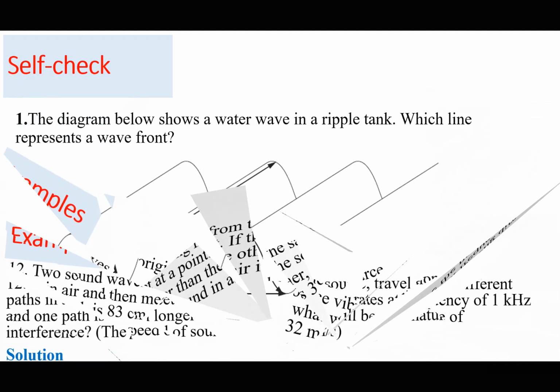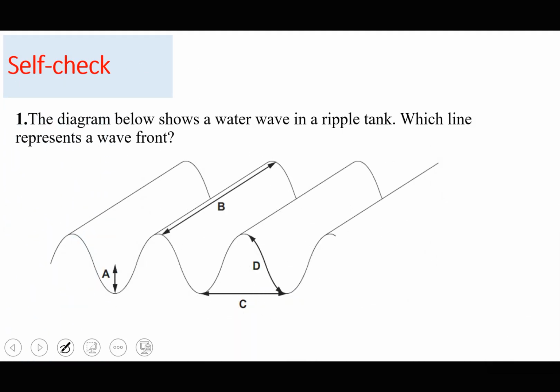Self-check. The diagram below shows a water wave on a ripple tank. Which line represents a wavefront? So remember, a wavefront is a section through an advancing wave where all particles are in phase.